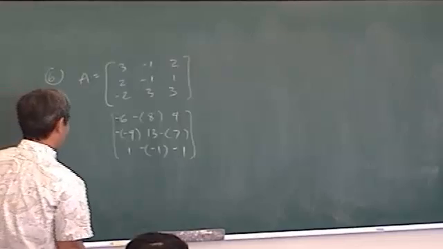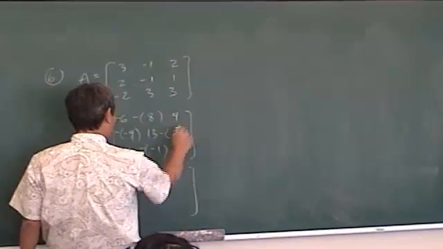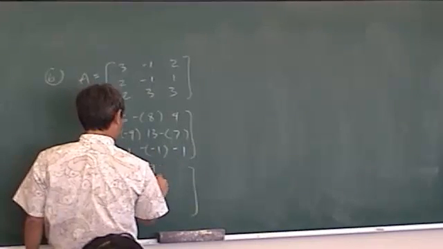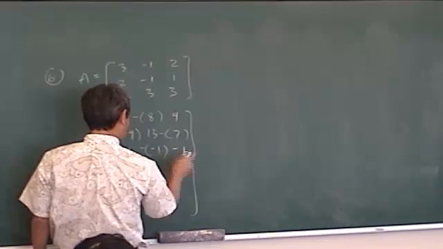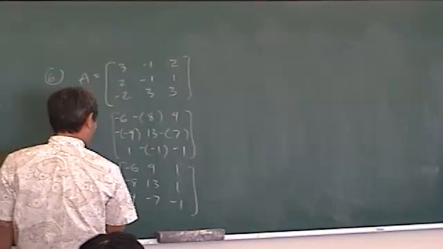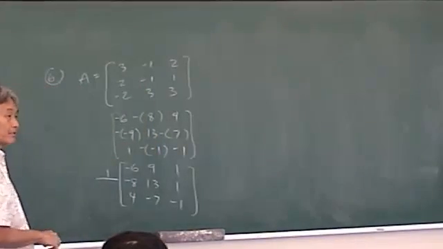What's the next step? Transpose it. So the first row is now the first column. The second row is now the second column. And the third row is now the third column. And then you need to multiply that by 1 over the determinant of the original matrix.